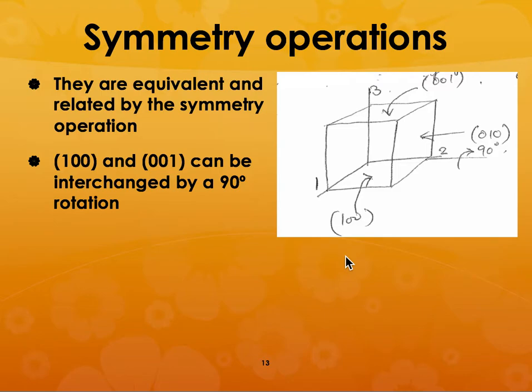I think we talked a little bit about that in the last class. So symmetry operations are, if you move it by a certain angle, they will still be equivalent and related by the symmetry. It's just that the orientation at which you look at that particular direction or plane is different, that's all. But they remain the same. So if you change the orientation of your coordinate axis, they will still remain the same. For example, 100 might be 001 in another direction, because they can be interchanged by a 90-degree rotation.